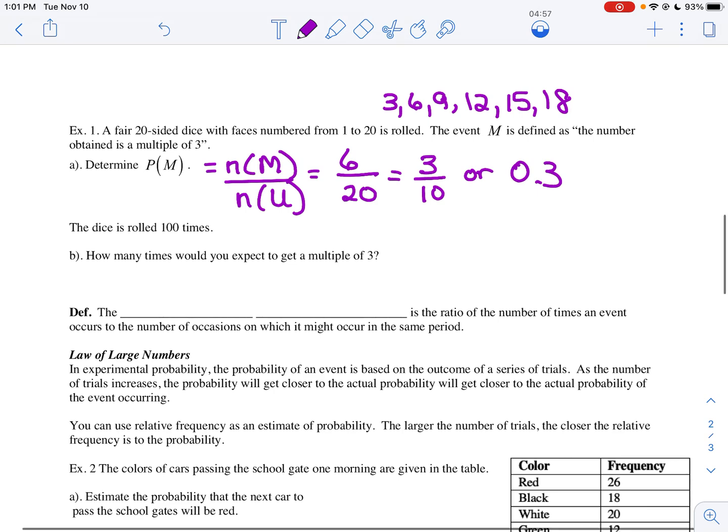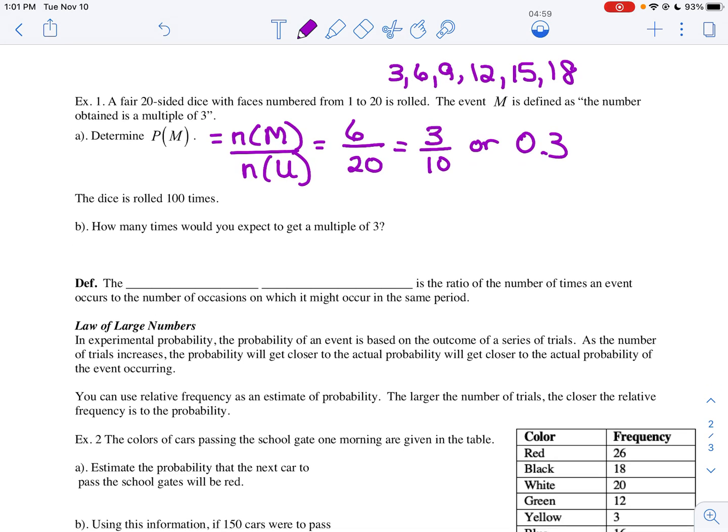Now, what if the dice is rolled 100 times? Out of the 100 times, how many times would you expect to get a multiple of 3? Well, you'd take 100 times your 0.3, so we would expect it 30 times.